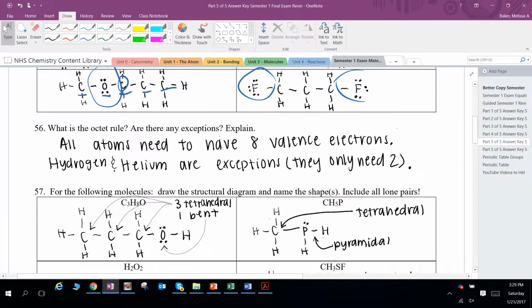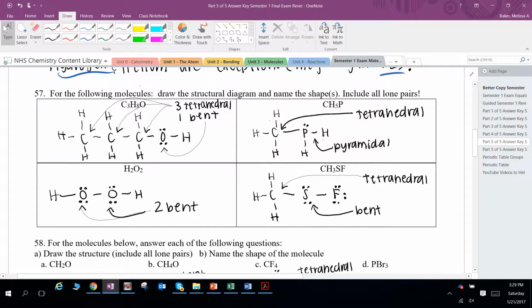The octet rule is talking about how every single atom wants to have 8 valence electrons. Take this carbon, for example. It's got 4 valence electrons. That's where that side of the bond came from. And it's sharing the valence electron of the other atom that it's bonded with. So you can see it adds up to 8. The exceptions that we see often are hydrogen, because hydrogen is happy with just 2.